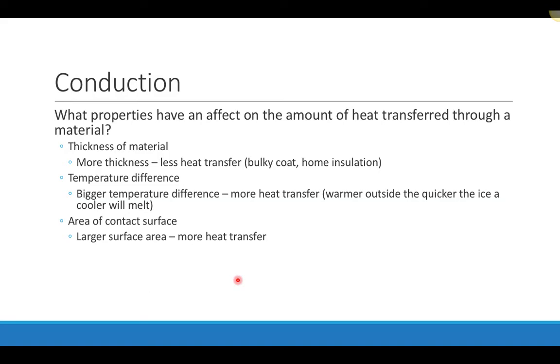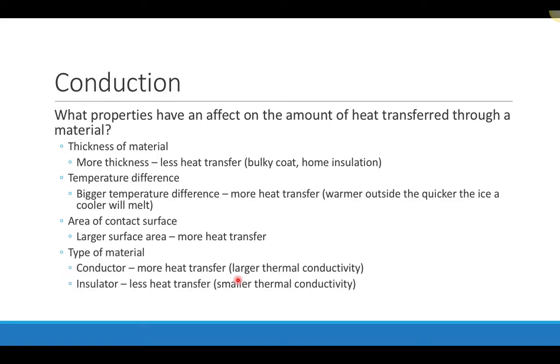Now, there's other things going on there. I'm assuming here that we just have a cooler. We're just putting a 6-pack of soda in one cooler, and a 6-pack of soda in another cooler, and we have to think of things evenly in that way. But the larger the area, the more heat that actually can be transferred.